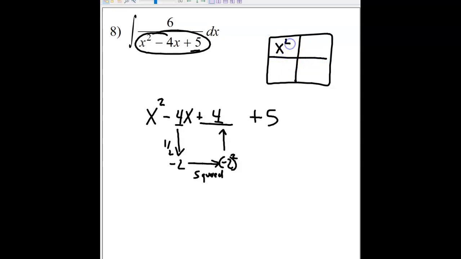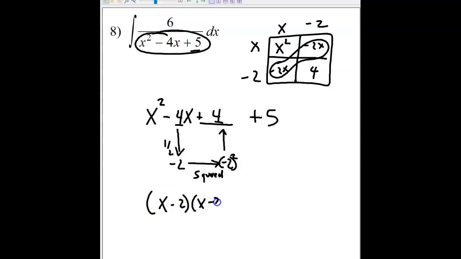x squared goes here, 4 goes here, x times x, 2 times 2. They're both going to be negative. That way they combine to make the middle. So when you factor this thing, you get the same thing twice, which means that it's squared.